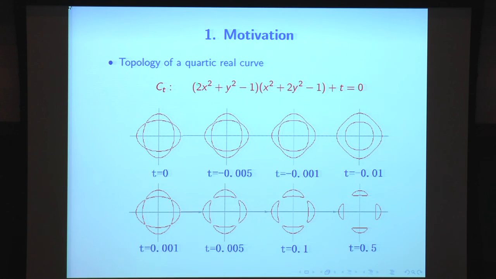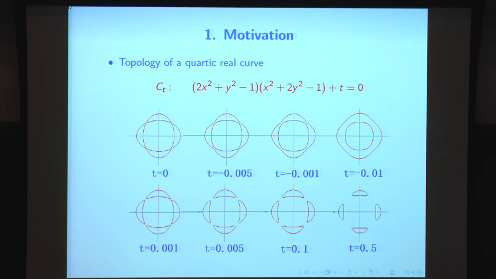If t is zero, the topology is very easy to know. It's two ellipses. If t is not zero, we can use the classical method to get the topology. For example, if we fix this negative number, and let t tend from zero to this number, then we can know the deformation of the topology of the curve. So finally, we have two components here.